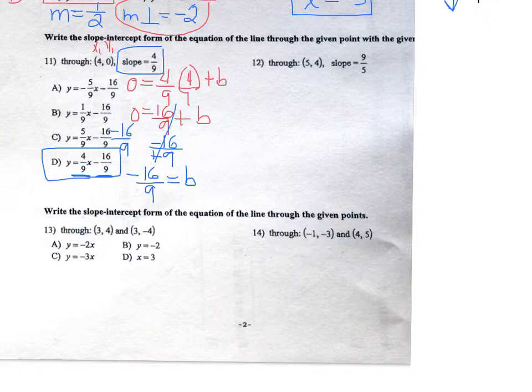Number 12 is the same way. So the point is 4, 5, 4. So y is 4. The slope is 9/5. The x is 5.